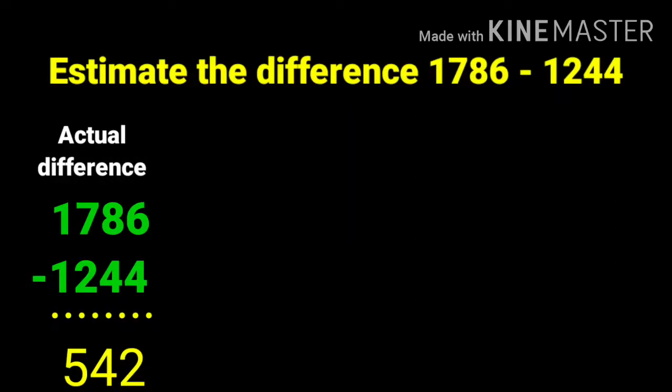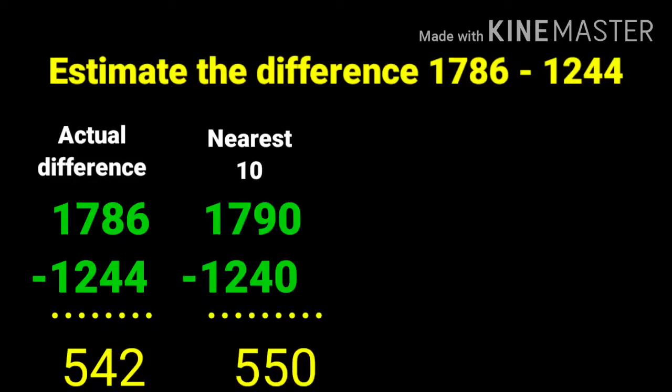1786 minus 1244. In the ones place, 6 and 4 match. 8 and 4 also match. 7 and 2 also match. 1 and 1 also match. Now what should be added to 4 to get 6? That is 2. What should be added to 4 to get 8? That is 4. Then what should be added to 2 to get 7? That is 5. Now 1 minus 1 is 0. So the actual difference is 542.